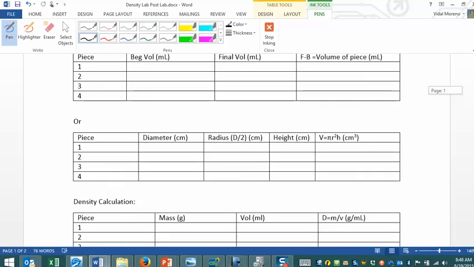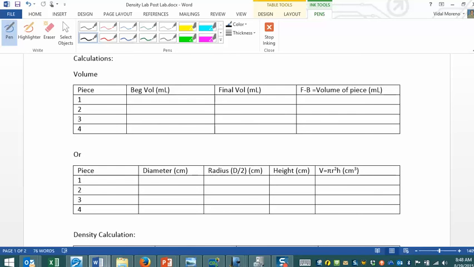So, diameter, radius is diameter divided by 2. Did I have to put down diameter? No, because where is diameter? It's in the data section. But I did it just to be clear. Diameter divided by 2, r squared.